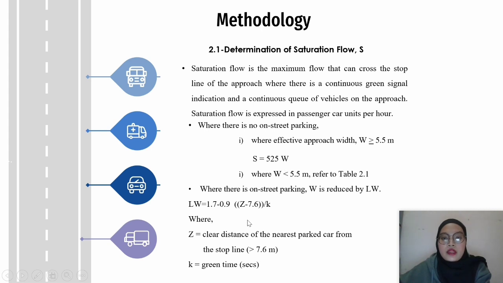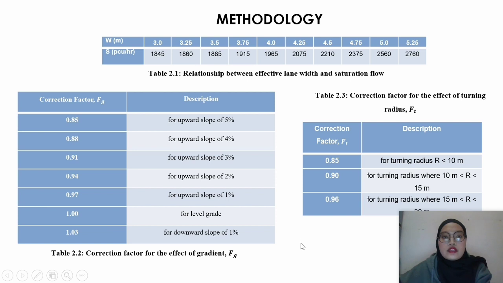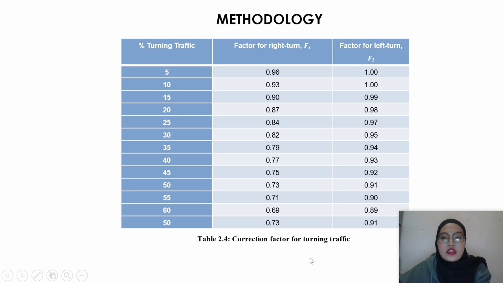For on-street parking, W is reduced by the LW. For LW, we use this formula where Z is the clear distance of the nearest parked car from the stop line, which is more than 7.6 meters, and K is the green time in seconds. This is the table that we will use to determine the saturation flow. Table 2.1 is the relationship between effective lane width and saturation flow. Table 2.2 is the correction factor for the effect of gradient Fg, then the correction factor for the effect of turning gradient Ft. And the last one is table 2.4, correction factor for turning traffic.